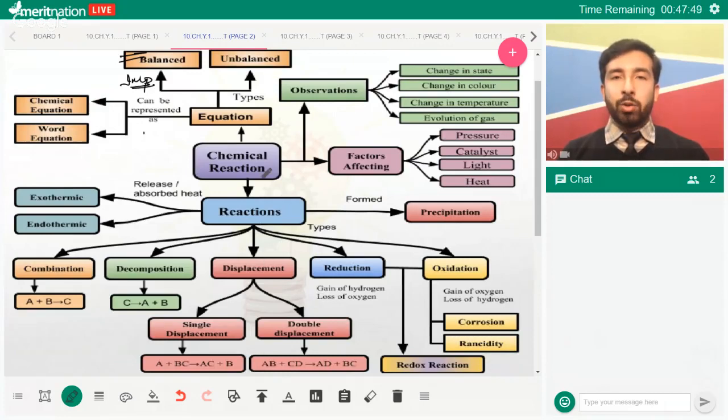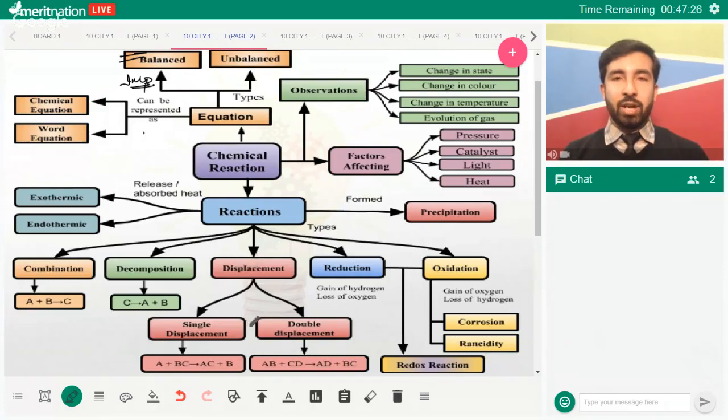And we all know that this combination could be of two elements. It could be of one element and one compound, and also of two compounds. Then come the decomposition reactions, which are generally endothermic reactions because they require breaking of one reactant into two or more products. And they are endothermic because they require heat.